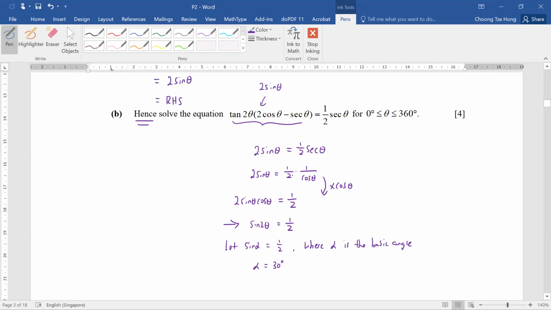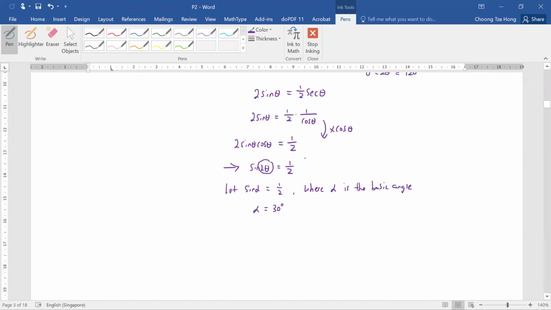So over here we are solving for 2 theta, so we got to adjust the range. Times 2 to the range, so 0 to 720 degrees. Meaning we are actually going to search 2 rounds. 720 degrees is 2 full rounds. Sine is now positive, so we will be searching in the first and second quadrants, where sine is positive.